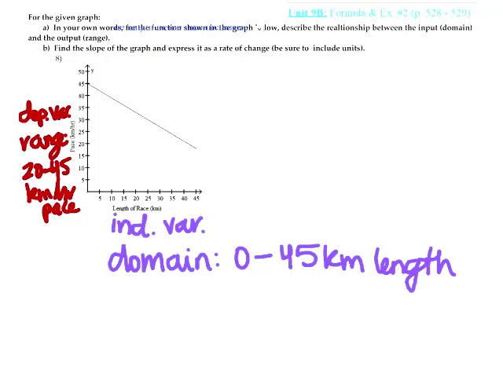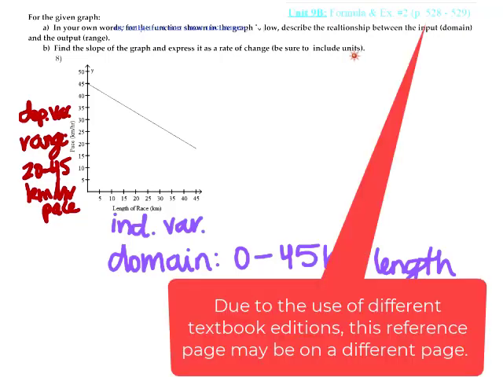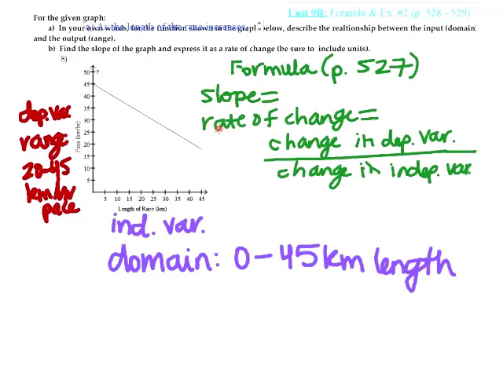And now we move on to part B. We're told to find the slope of the graph and express it as a rate of change. Be sure to include units. To note, the formula for the rate of change, also known as the slope, is on page 527. So the slope is also known as the rate of change. We have the change in dependent variable over the change in the independent variable.